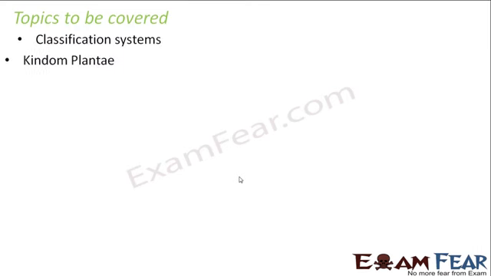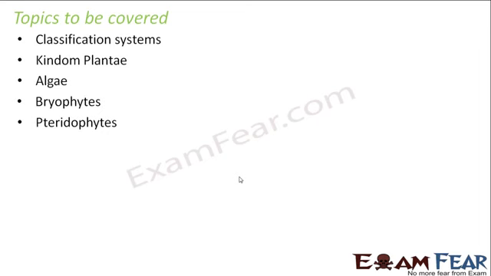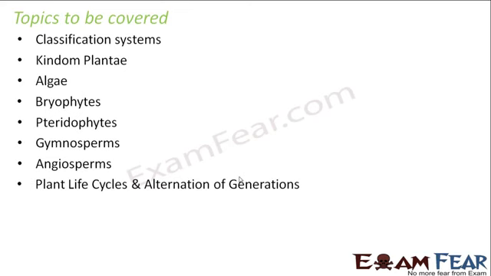Topics to be covered in this lesson are classification systems, kingdom plantae, algae, bryophytes, pteridophytes, gymnosperms, angiosperms, and plant life cycles and alternation of generations. So what are we going to study in plantae?